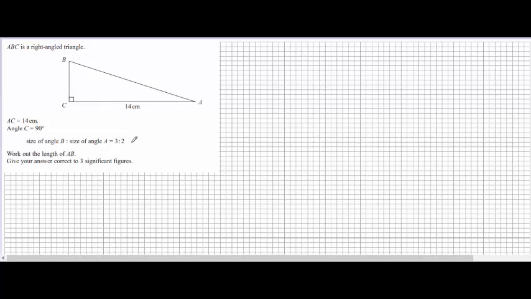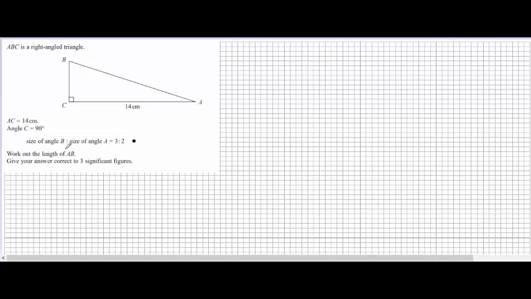We've got this ratio here. The size of angle B to the size of angle A is in the ratio 3 to 2. But we don't actually have any angles. Now, what we need to do, we need to find an angle. We have to, otherwise we just can't proceed with this question.